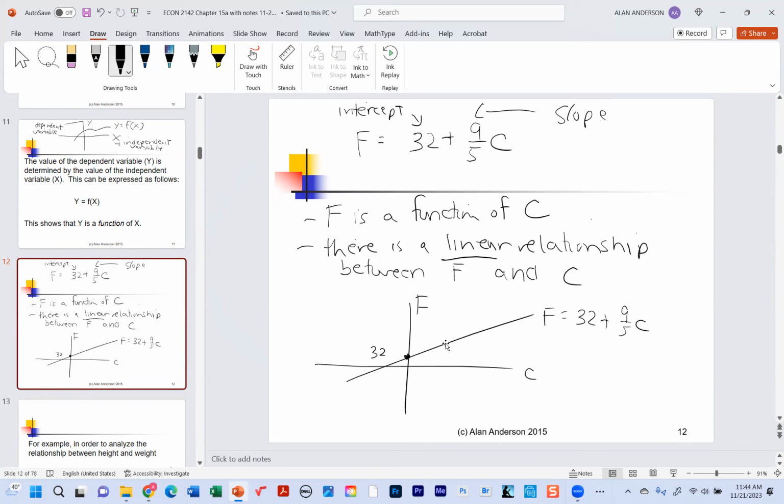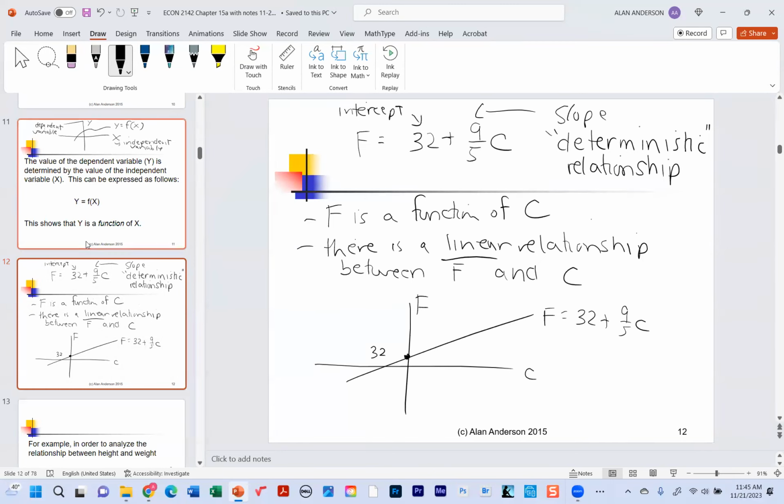And so because of that, this is referred to as a deterministic relationship. All right. A deterministic relationship means it's an exact relationship like this one. No exceptions. Okay, it's a straight line.